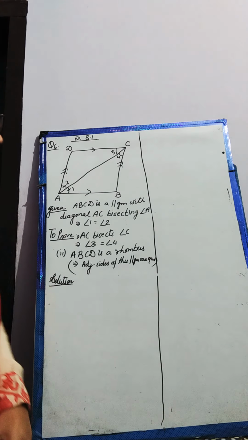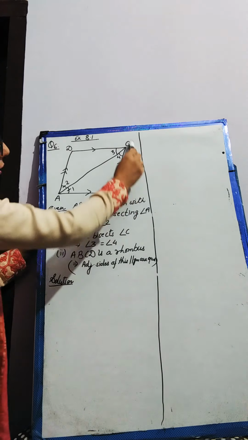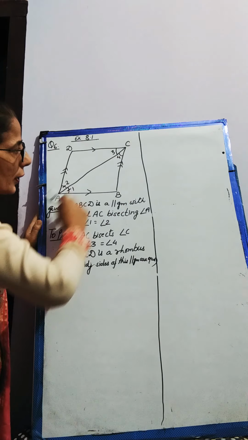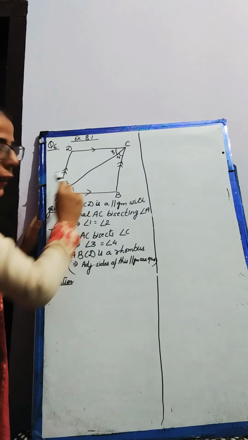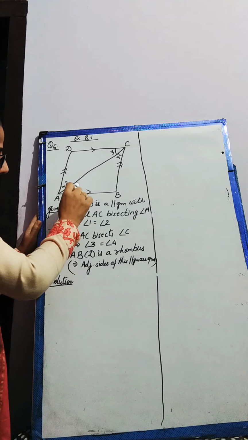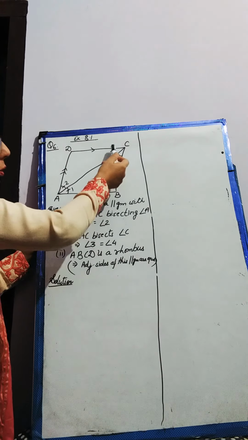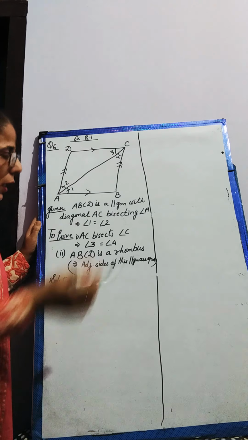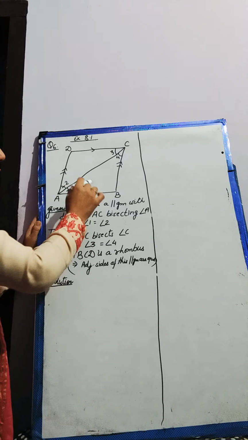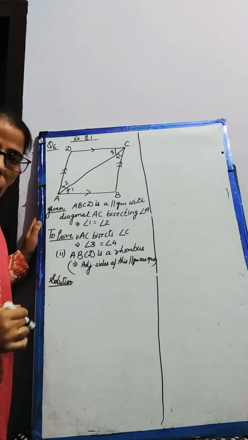We are doing exercise 8.1 of chapter Quadrilaterals of class 9th maths, and this is question number 6. The question says ABCD is a parallelogram with the diagonal AC bisecting angle A, meaning angle A is divided into two equal halves. We have to prove it also bisects angle C, as well as prove that ABCD is a rhombus.